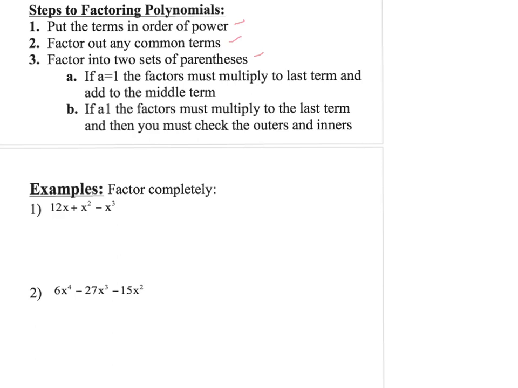You have to remember when there's a 1 in front of your x squared term, most of the time, it's most of the time x squared. You want to make sure the last terms multiply and the middle terms will add or subtract together. And then if a is not equal to 1, that should be not equal to, sorry. Then the factors must multiply to the last term, but then you have to check your inners and your outers.